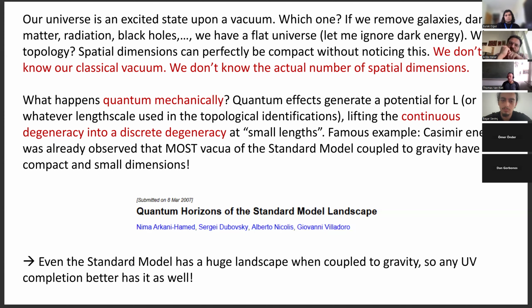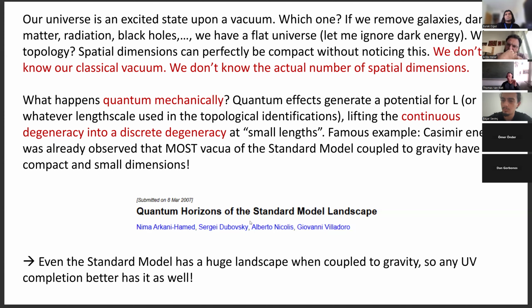And so this was well understood. And I think a very interesting paper about this, which I think somehow is not sufficiently well known, is this paper by Nima Arkani-Hamed and collaborators from 2007, who observed that if you just take the standard model as we know it, and we couple it to gravity, there's a huge landscape of possible ground states.